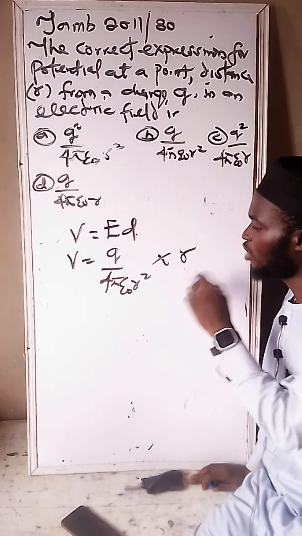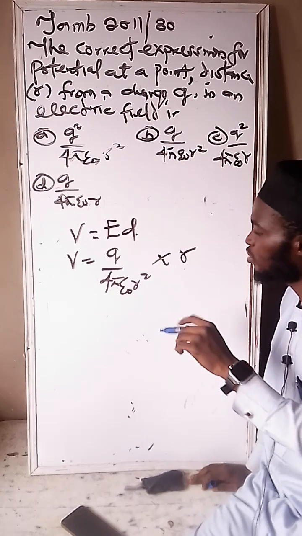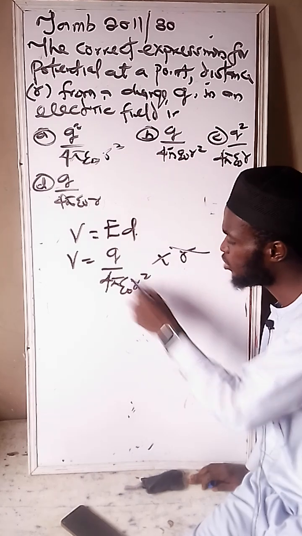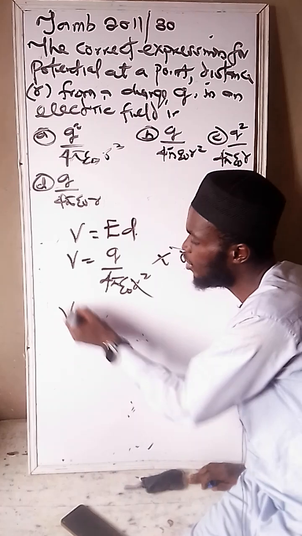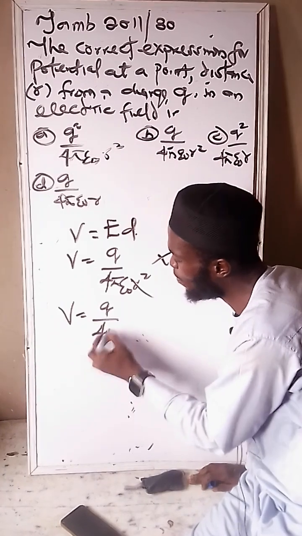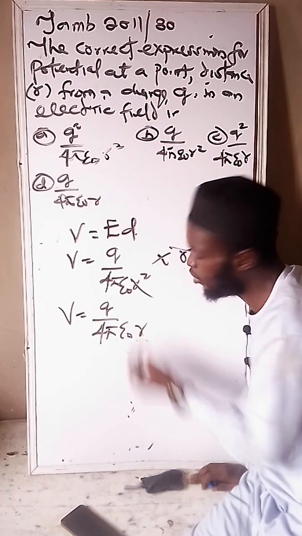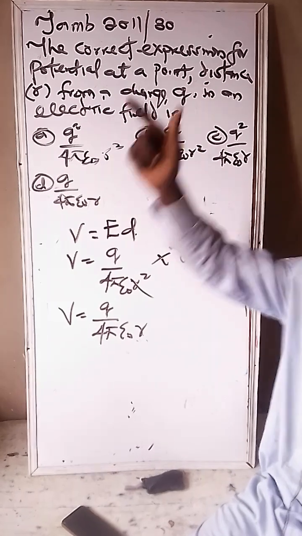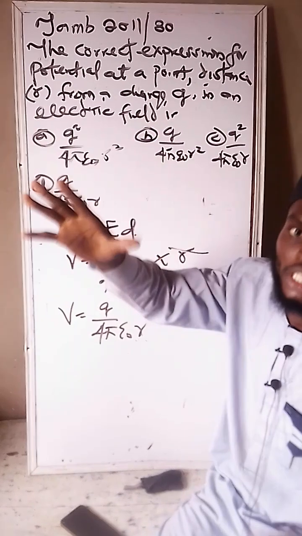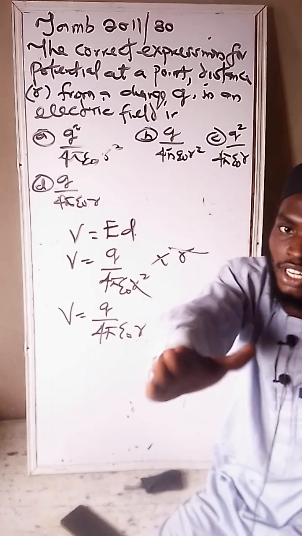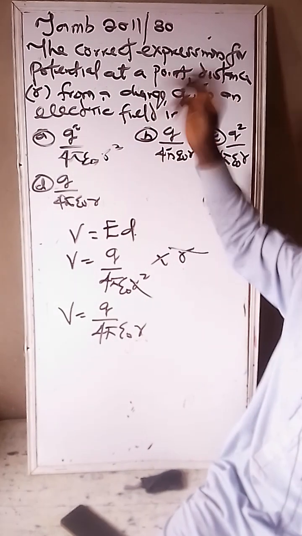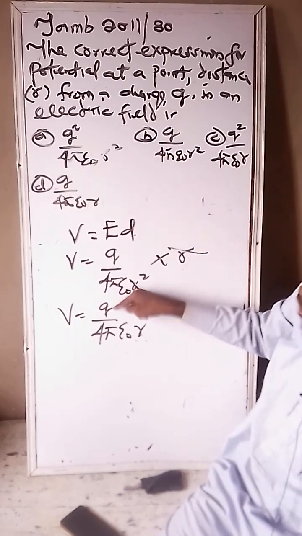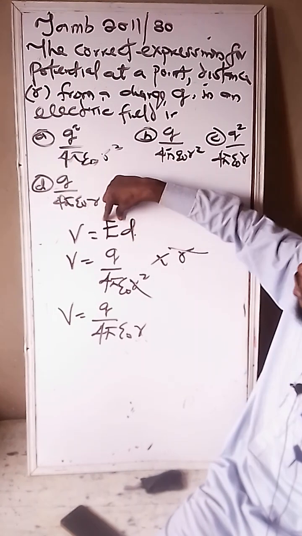So now let's cancel what is appropriate to cancel. This is R squared. One R can cancel one R here. We are left with how many R? V will now be Q all upon 4 pi E naught R. We are left with only one R. That is the final answer here. That is the reason why I firstly derived all the formulas. This question is a JAMB question asking us about the formula used in calculating electric potential in terms of Q and R.